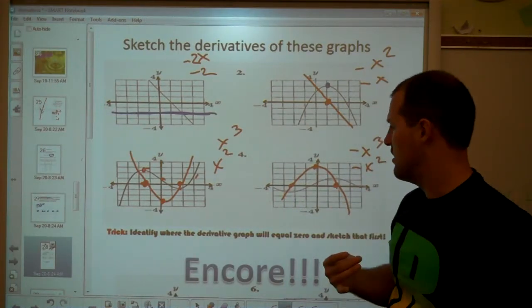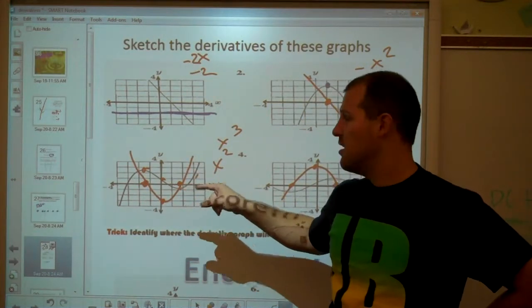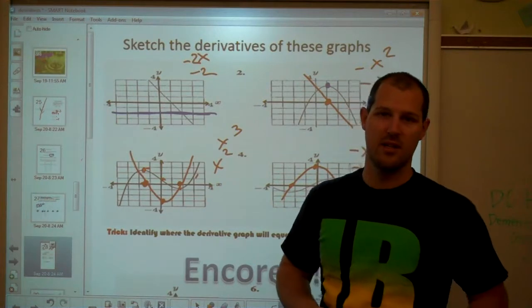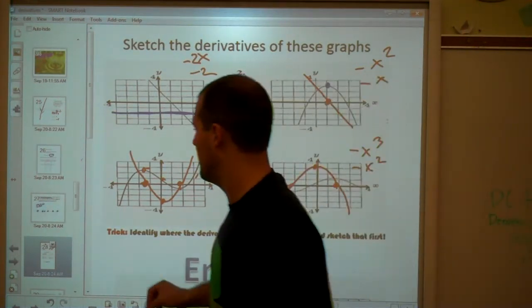And that's one of the reasons why, on this example, I wanted you to curve this like a parabola, because later we're going to see that that's what happens. If it's something cubic, it's going to turn into something parabolic. That's going to be a pattern that we're going to have. Okay, we're going to do a couple more of these.